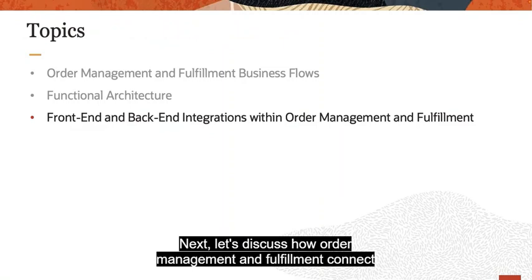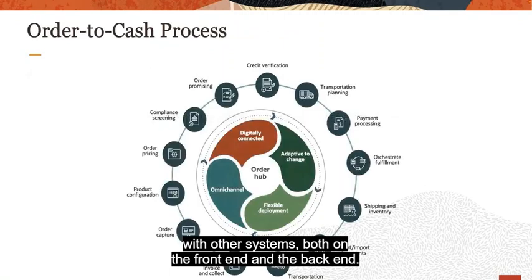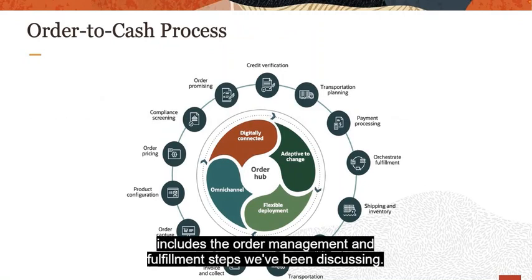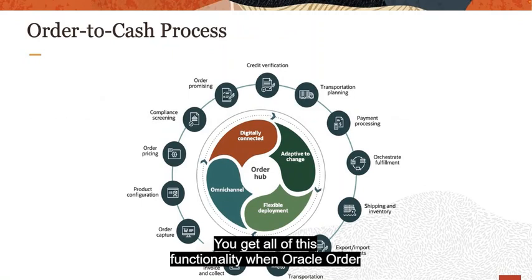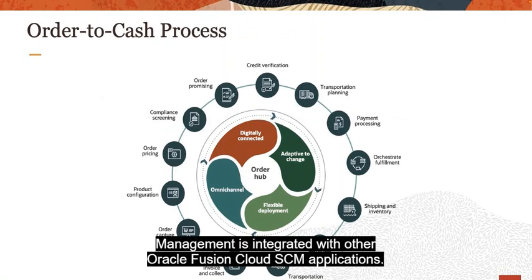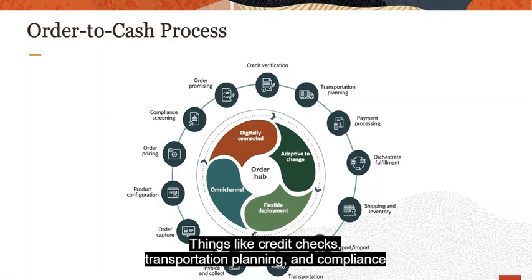Next, let's discuss how order management and fulfillment connect with other systems, both on the front end and the back end. The graphic you see here highlights the full range of features offered by the order-to-cash process, which includes the order management and fulfillment steps we've been discussing. You get all of this functionality when Oracle Order Management is integrated with other Oracle Fusion Cloud SCM applications.